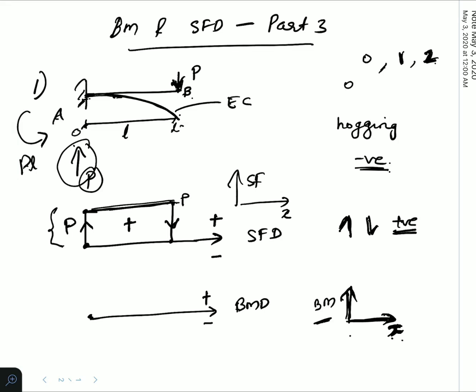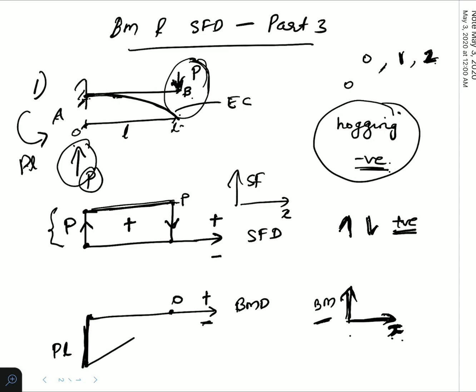PL is acting here at this point A. So PL is trying to give a sudden moment. Also, this is a hogging moment. Hogging is negative, so we have to draw it on the negative side. So there is a sudden moment, and that value is PL. And this is an inclined straight line, and this is our end. At this end we don't have a moment, since it is a free end, so that will be 0 here. So we join like this.